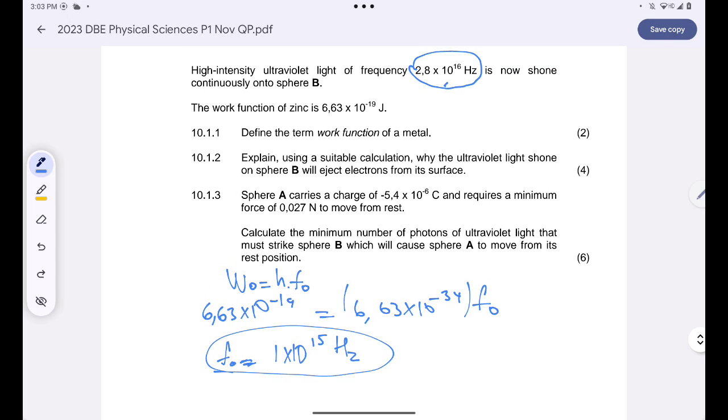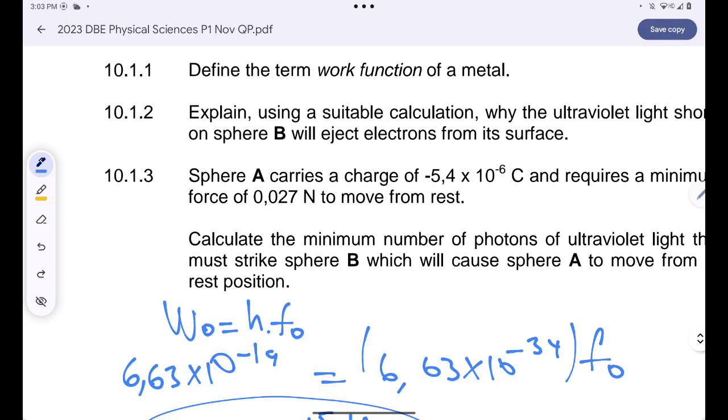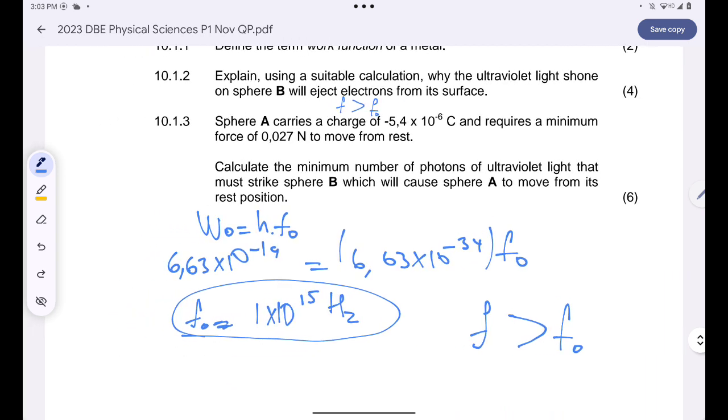Okay, so the threshold frequency, guys, is 1 times 10 to the power 15, and the frequency of the ultraviolet is 2.8 times 10 to the power 16. So in this case, the frequency of the light source is greater than the threshold frequency, so therefore there will be an emission of electrons. The reason is because the frequency is greater than the threshold frequency. That's why there's an emission of photoelectrons.